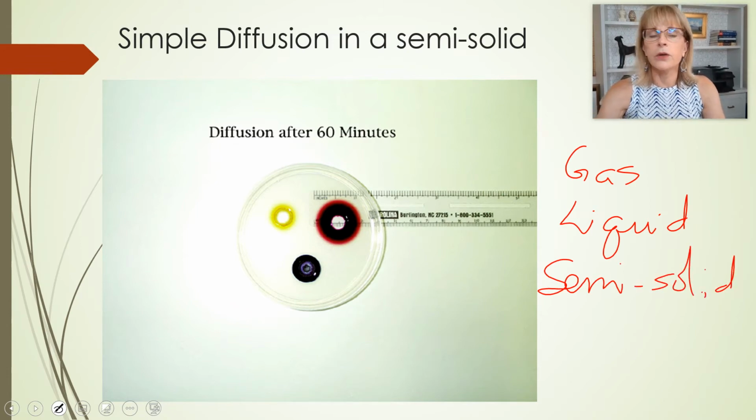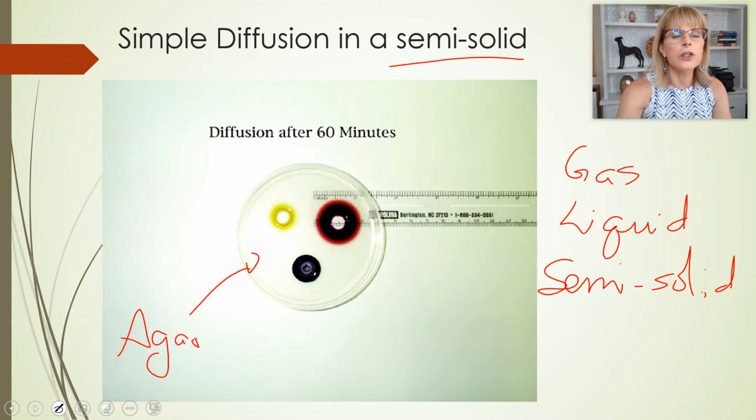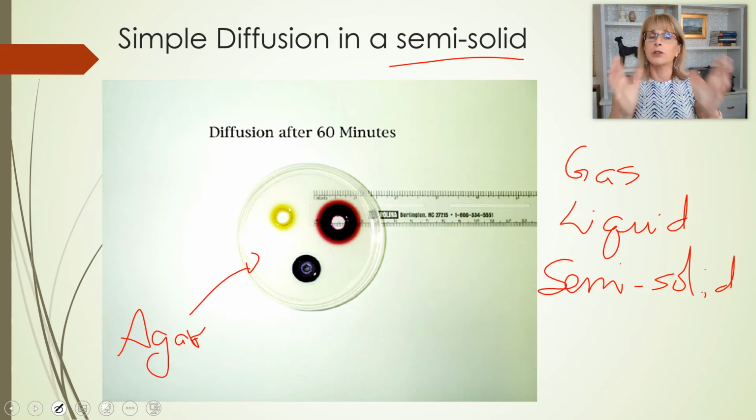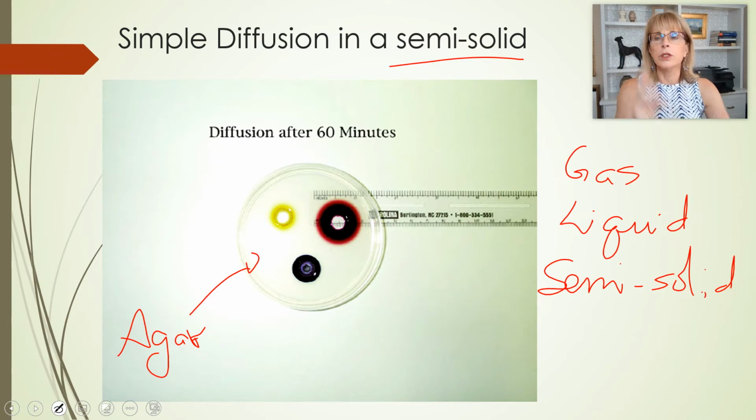What we're looking at here is a semi-solid, and that's in this little petri dish is a substance called agar. Agar, you can think of it kind of like a really thick jello. And what we've done in this petri dish is we let some agar harden up, we put little holes in it, and then we dripped into the different holes 3 different dyes. And what we looked at after 60 minutes is how far did the different dyes diffuse through this semi-solid.